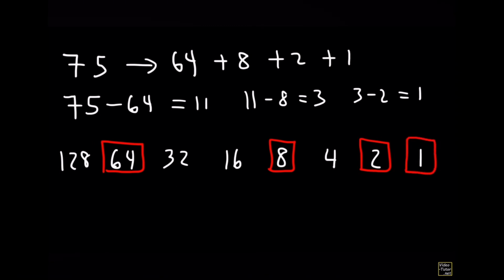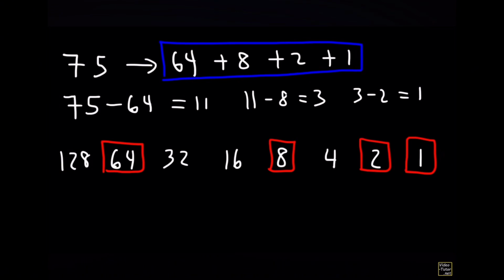So we could stop here, because if you add these numbers, 64 plus 8, that's 72. Then 72 plus 2 is 74. Then 74 plus 1 is equal to 75. So these 4 numbers add up to 75.